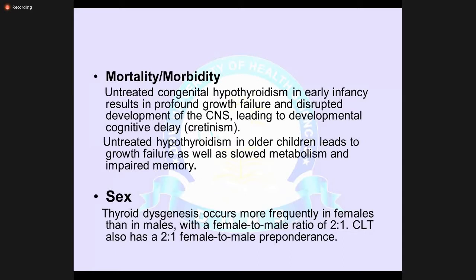So if there is congenital hypothyroidism, you will see a baby with cretinism. What is cretinism? You see a child who is having profound growth failure, as well as severe developmental cognitive delay. So it is very important that one should diagnose congenital hypothyroidism as soon as possible in the early infancy, because if you give the child thyroxine from the early stage of life, then it will protect the child from developing cretinism.